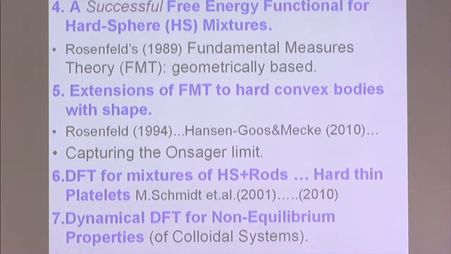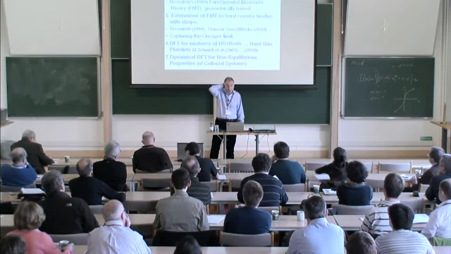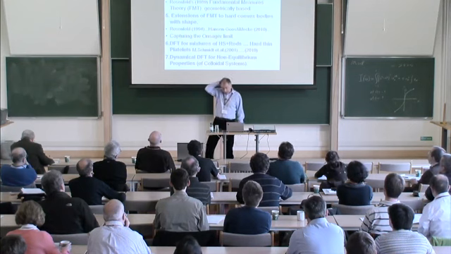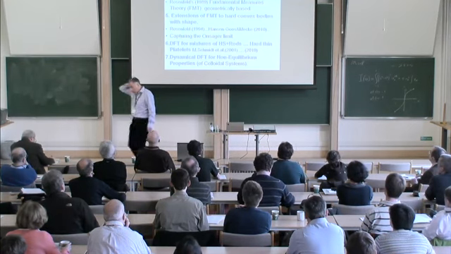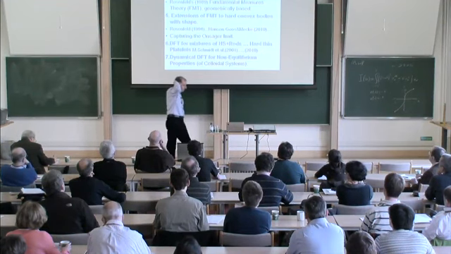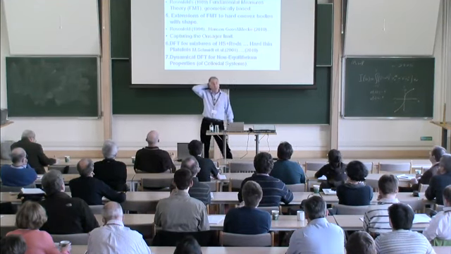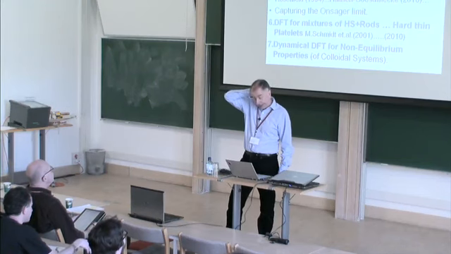Then I'll move on very quickly to hard spheres and the work of Rosenfeld and subsequent developments, which was mainly for spherical systems, but a few years after his first paper, he turned attention to hard convex bodies. And then there was a period of time where not much happened between the Rosenfeld 1994 paper, apart from a brilliant paper by Friederike Schmid, who I think is in the audience, to recent work by Mecke's group. And I hope to tell you a little bit about what Klaus Mecke has been doing. And this is to do with capturing the Onsager limit.